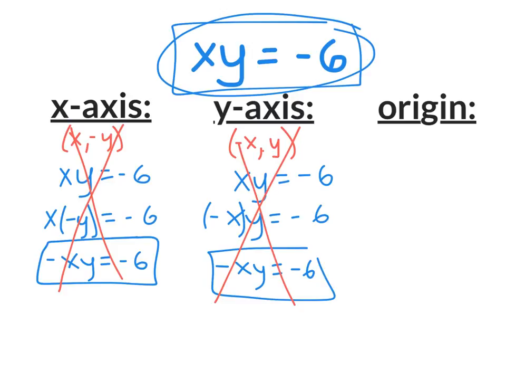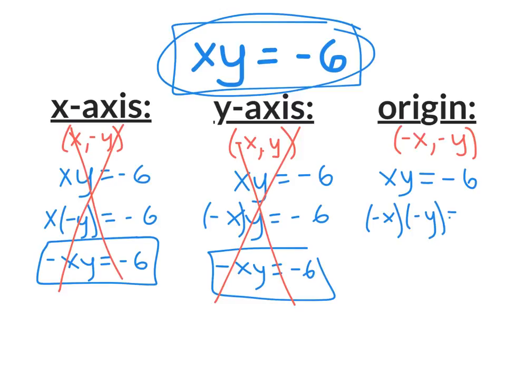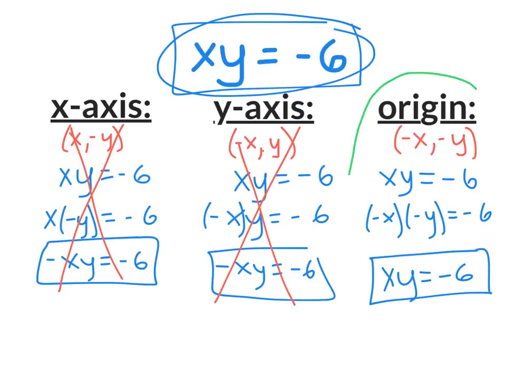So lastly, the origin. The origin combines the two. We'll replace x with negative x and replace y with negative y, and again, see if it's the same equation back. So we start off with our original equation. If I replace x with negative x and y with negative y, notice when I simplify, negative x times negative y becomes positive xy, which is the exact same as the original equation. So using algebraic methods, we've confirmed that this function is symmetric about the origin in this case, because it's the only one that's the same as the original equation.